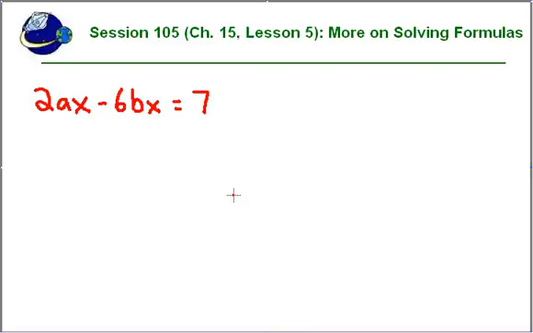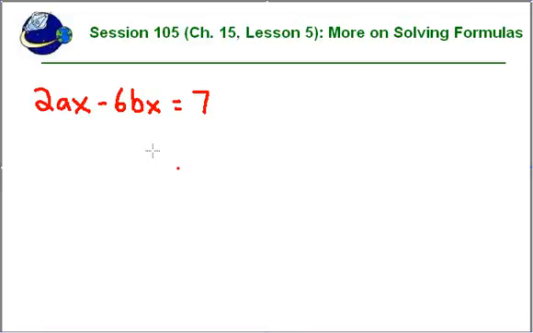In this session, we're going to still be dealing with formulas and solving them. However, in this one, we're going to be using the additional strategy that is oftentimes required. And that is, if you're trying to solve an equation or rewrite a formula in terms of a particular variable, oftentimes it's necessary to factor that variable out from the multiple terms that it's included in.